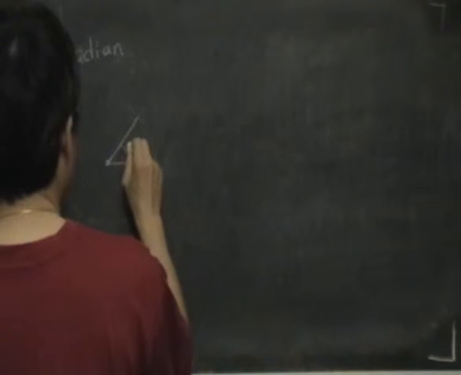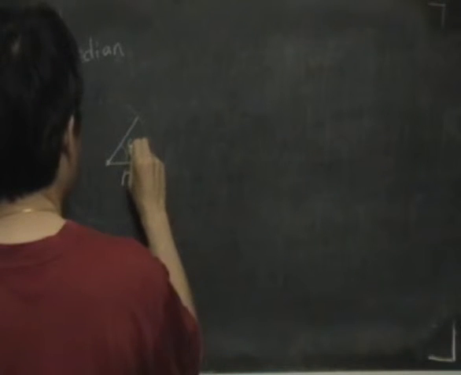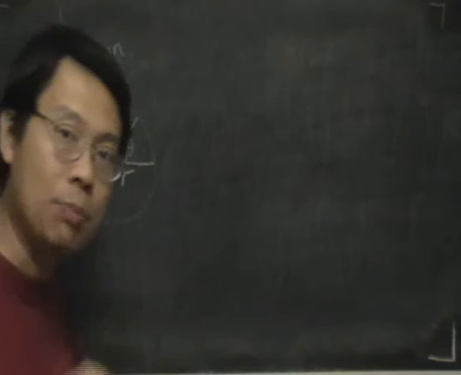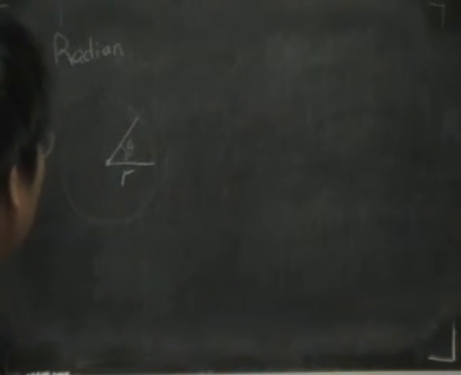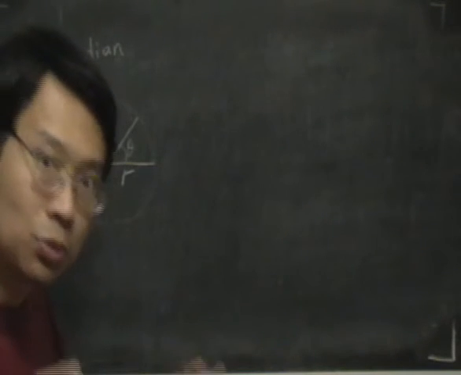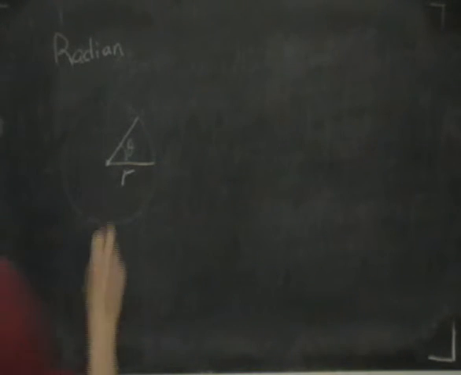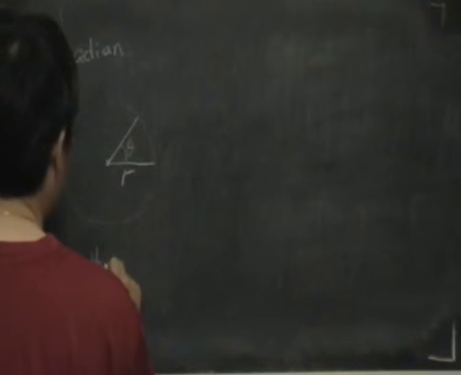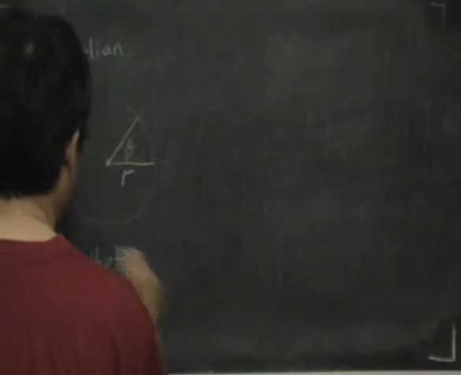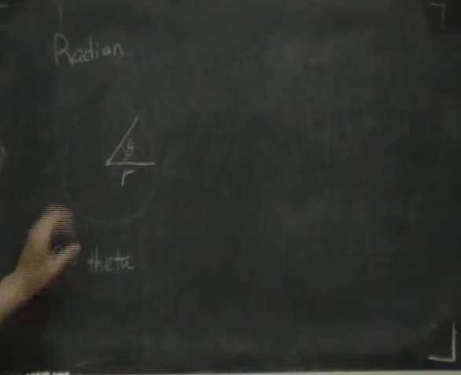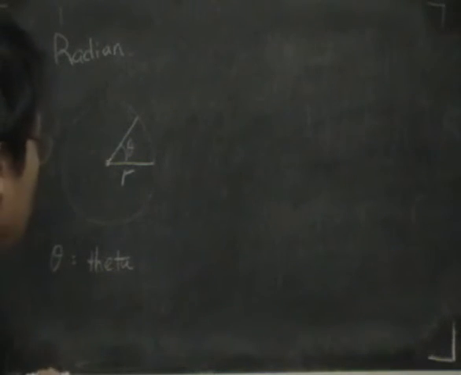Now I'm going to use this symbol, a little circle with a line at the center. This symbol is often used to represent angle. It is a Greek letter, a letter from the country called Greece in Europe, spelled theta and pronounced theta. So we often use Greek letters to represent angles. Let me call the angle theta.